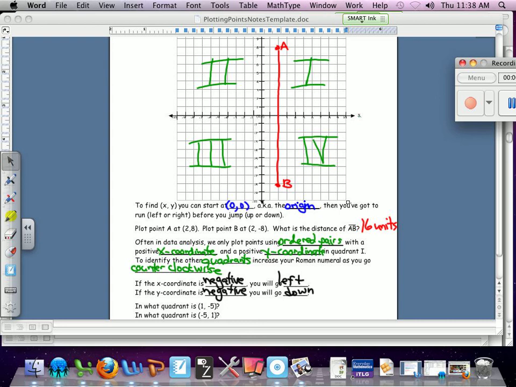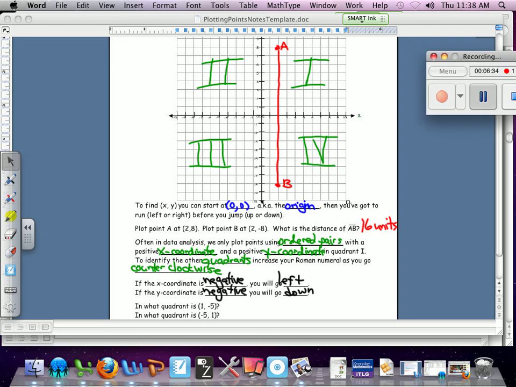So go ahead and try to figure out what quadrant you would find 1, negative 5, and in what quadrant you would find negative 5, 1. You can plot it on your grid. And now let's see how you did. What quadrant would you find over 1, down 5? Quadrant 4. So over 1, then down 5: 1, 2, 3, 4, 5 would be right here. That ends up in quadrant 4.